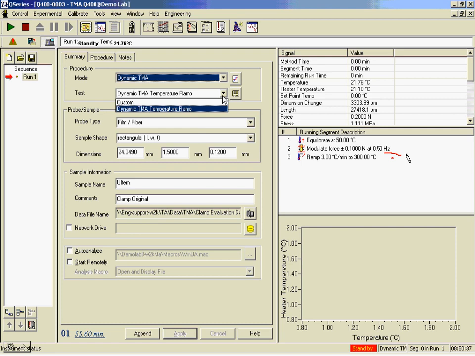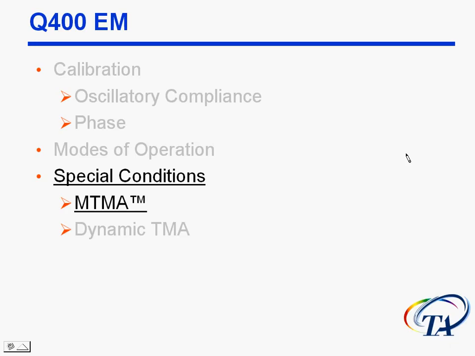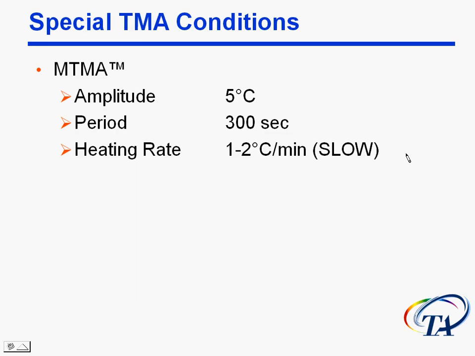Now let's look at some of the special conditions for modulated, and we've already basically talked about it. These are our recommended: 5 degrees for the amplitude, 300-second period, 1 to 2 degrees a minute for the heating ramp. You want a slow heating ramp, okay? Now the periods are very long because we have a much bigger sample, a much bigger furnace, and less active cooling than what we have on the DSC, for those that have modulated DSC.